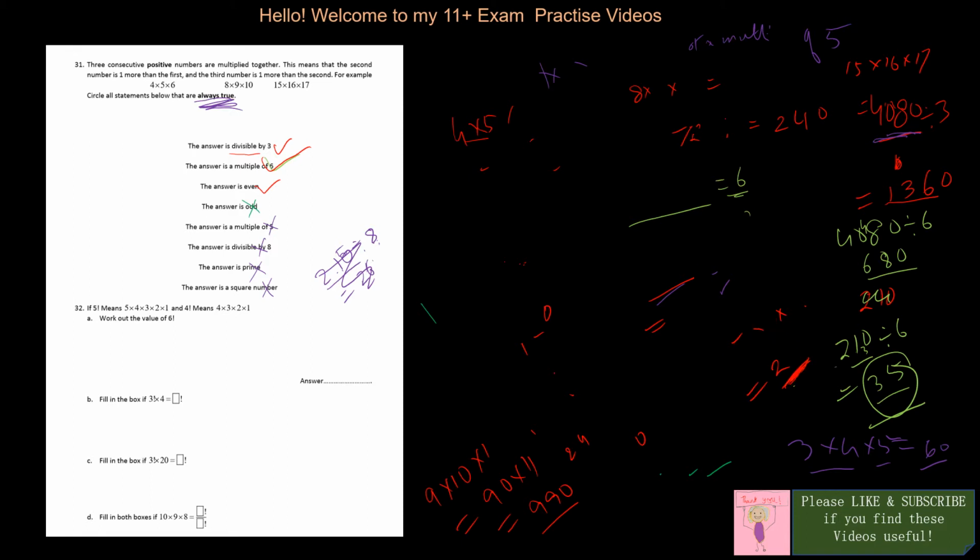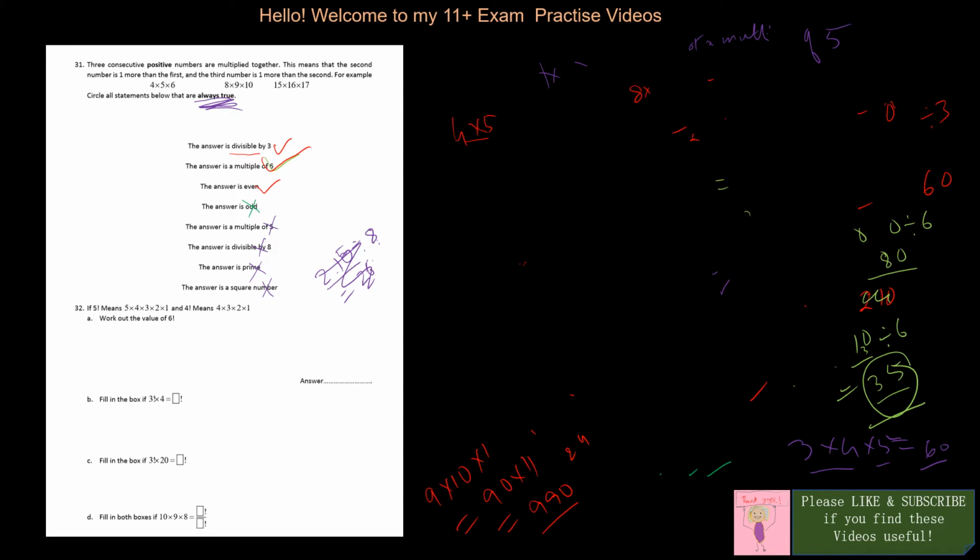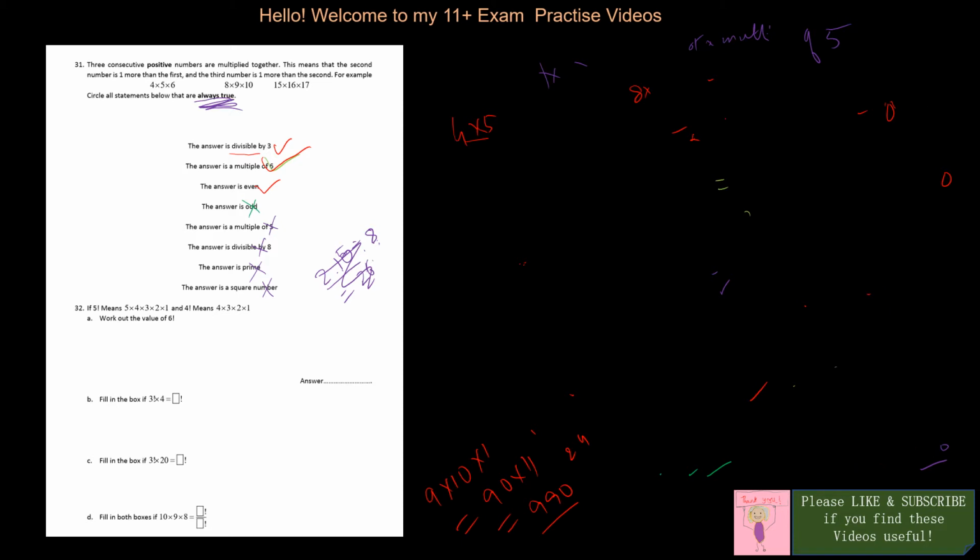The next one is saying if 5 exclamation mark, now a little exclamation mark beside a number means it is doing factorial. So it's just a way of multiplying the numbers. So 5 factorial means 5 times 4 times 3 times 2 times 1. Okay, so that's the definition of factorial. So 4 factorial would mean 4 times 3 times 2 times 1. And then they're saying work out the value of 6 factorial.